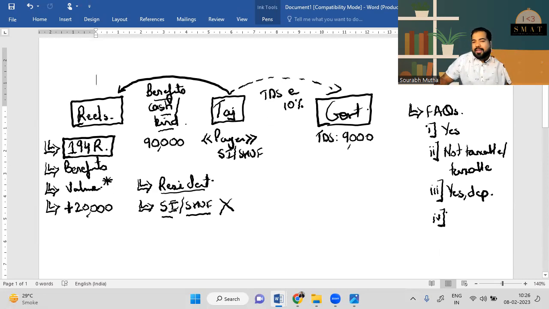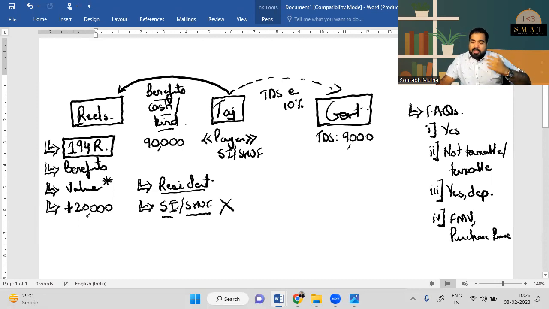Now, guys, value basically means take the fair market value. If you have purchased this and you're sending it, then the purchase price. Example, Taj will not purchase a voucher. So in that case, they will take the fair market value.